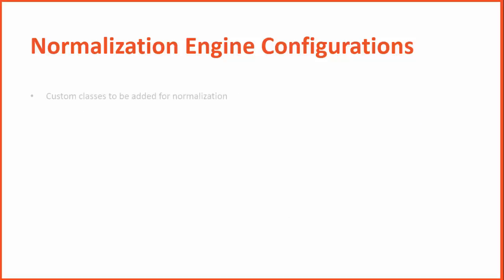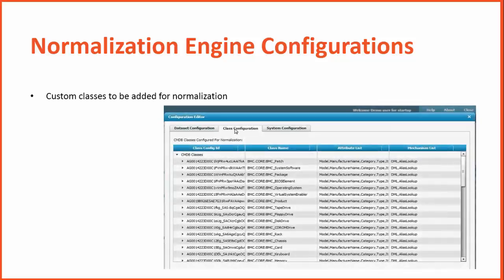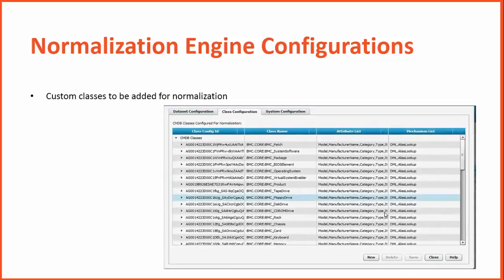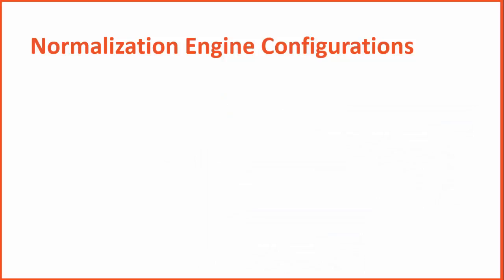Normalization engine normalizes only the out-of-the-box classes. If you have created any custom classes, then those classes won't get normalized. You need to explicitly add those custom classes. In the configuration editor, go to the class configuration tab and click new to add the custom classes that you want to normalize. For better performance, best practice recommends that you configure dedicated RPC queues.